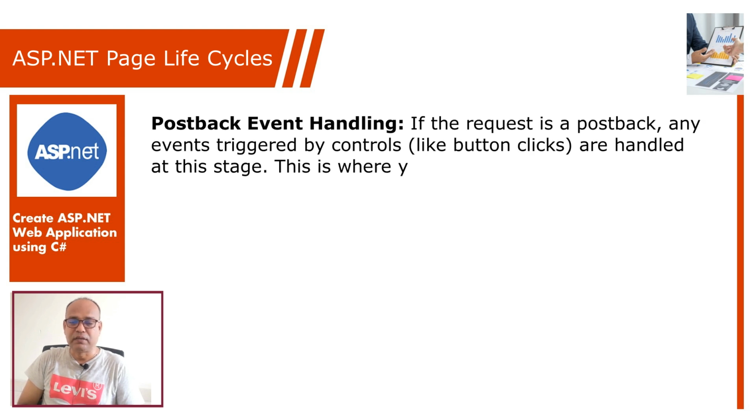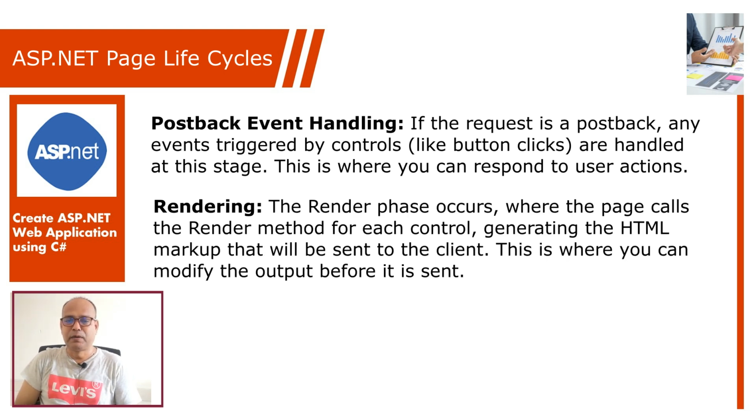Postback event handling. If the request is a postback, any events triggered by controls like button clicks are handled at this stage. This is where you can respond to user actions. Rendering. The render phase occurs where the page calls the render methods for each control, generating the HTML markup that will be sent to the client. This is where you can modify the output before it is sent.